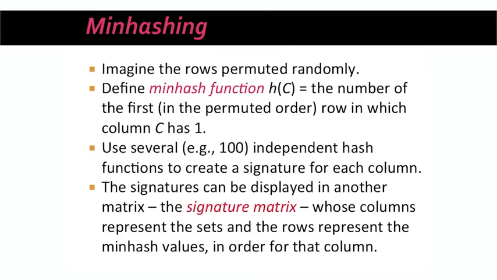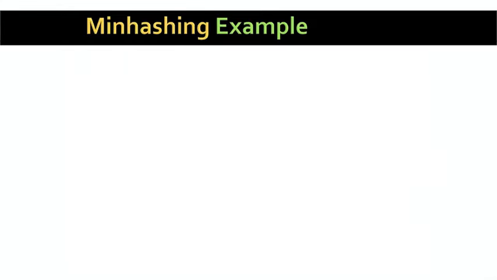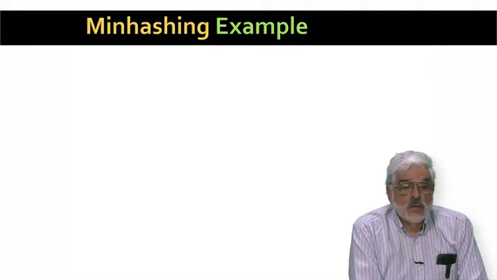We can think of the signatures as another matrix. The columns of the signature matrix correspond to the columns of the original matrix, that is, to the sets in the collection, while each row in the signature matrix is the result of applying one of the chosen min-hash functions to each of the columns. Let's look at a little example that should make things clearer.